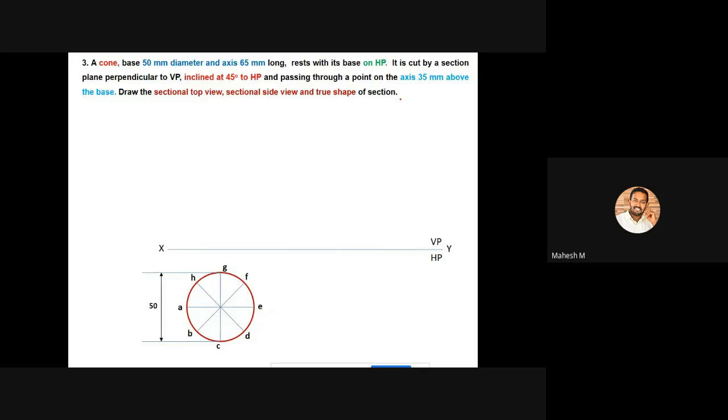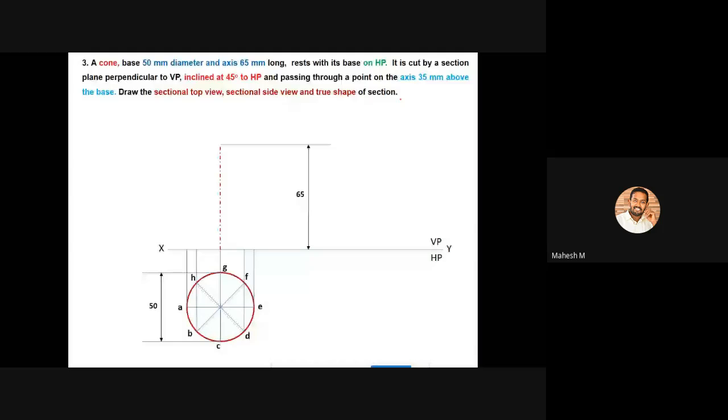Okay, then you have to project all the points towards the front view position. After that, you have to create an axis with a height of 65 mm. Then you have to connect all the points towards the apex point like this. You have to create all the points towards the apex point. But please remember one thing: you should not highlight your front view.